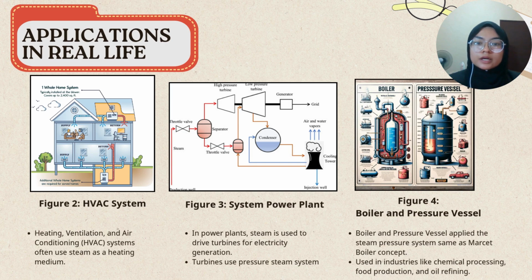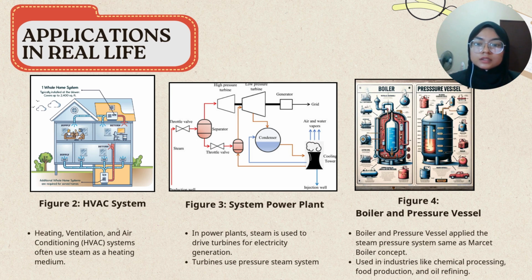The second one, we have steam power plants. In power plants, steam is used to drive turbines for electricity generation. So, the Marcet boiler experiment will help us understand the relationship between the pressure and also the temperature of steam, which is critical for optimizing the efficiency of the steam cycles.